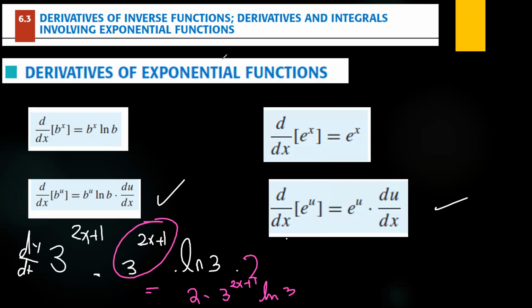So if you have b to the power u, it is b to the power u times ln b times du over dx. And if you have to find the derivative of e to the power 2x plus 1 as an example, you have to say it is e to the power 2x plus 1 times the derivative of 2x plus 1, which is 2. So the answer will be 2e to the power 2x plus 1.